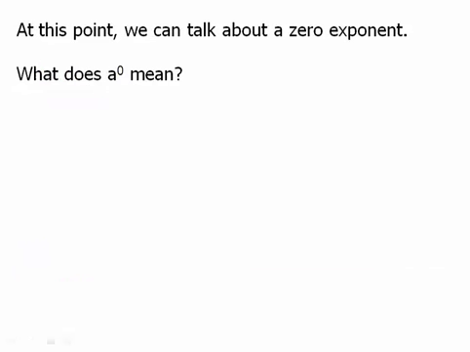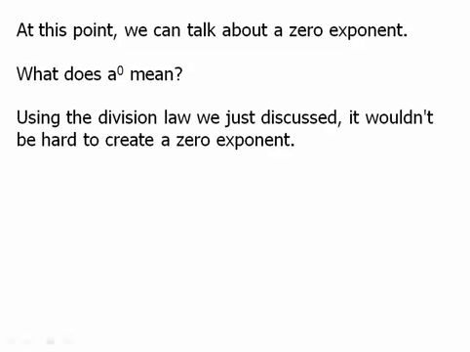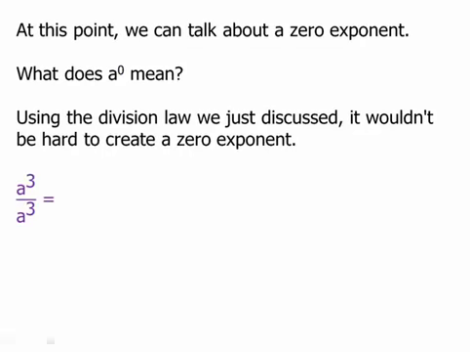At this point, we can talk about a zero exponent. So far, we've talked only about positive integers, but now we can expand to zero. What does a to the 0 mean? Using the division law we have just discussed, it wouldn't be hard to create a zero exponent. In other words, all we'd need is to divide two powers that have the same exponent, and the subtraction will lead to 0. So, for example, if I divide a cubed divided by a cubed, according to the law of exponents that we just derived, this means subtract the exponents. This should be a to the 3 minus 3, which is a to the 0.